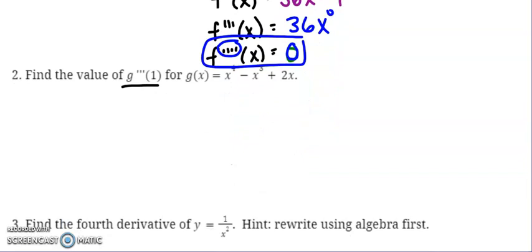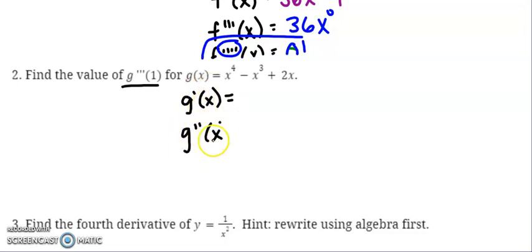All right, find the value of g triple prime of 1. Well, before we can find g triple prime of 1, we should start by finding g triple prime of x. You don't want to plug 1 in yet, otherwise things get weird real quick. So g prime of x, g double prime of x, and g triple prime of x are what I'm looking for. Go ahead and pause your video, then we'll talk about g triple prime of 1. Pause now, try this problem.